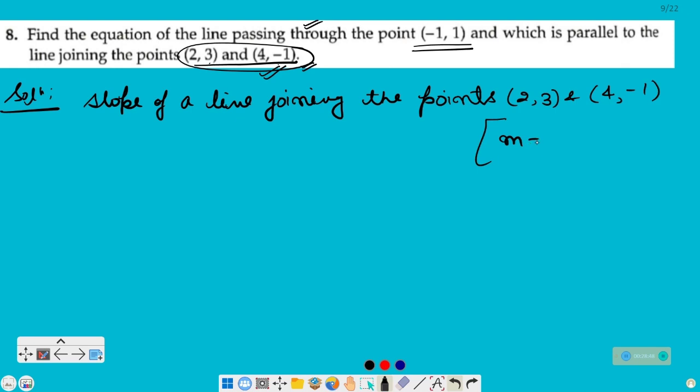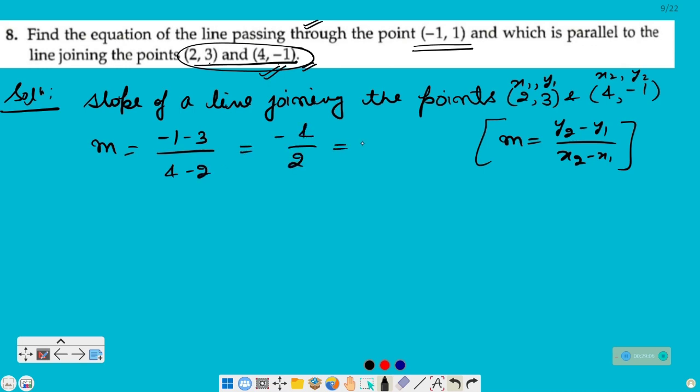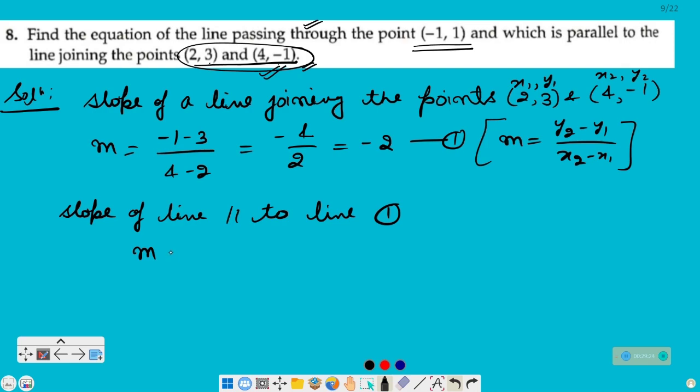By the formula m is equal to y2 minus y1 upon x2 minus x1. First point is x1 y1 and second is x2 y2. y2 minus y1 upon x2 minus x1, minus 2. Now slope of a line parallel to line 1 will be -2.